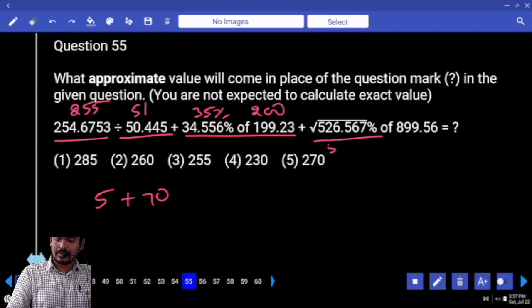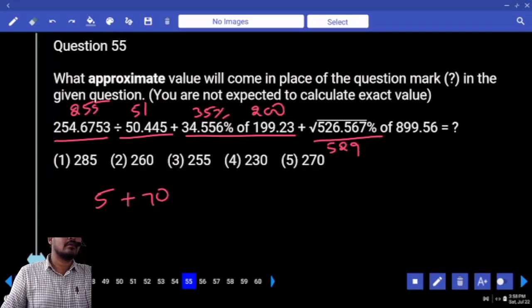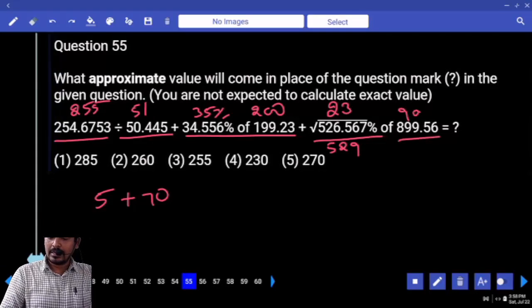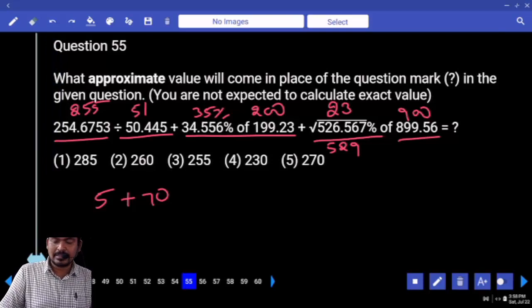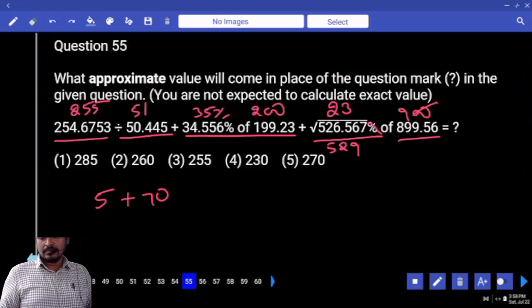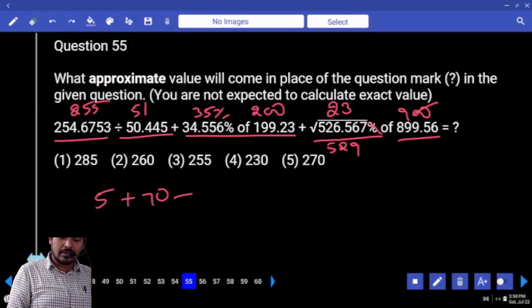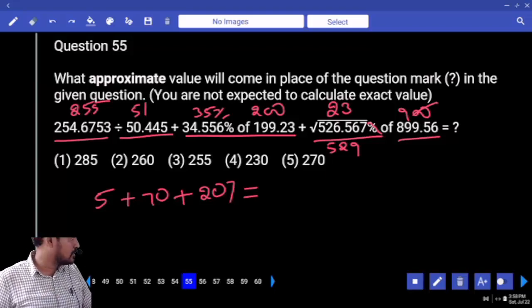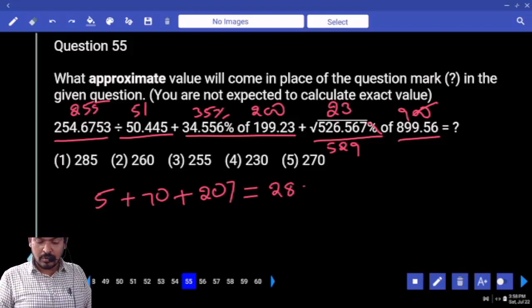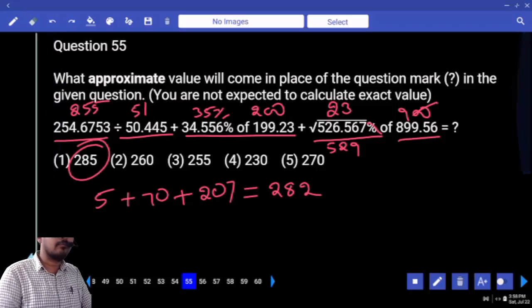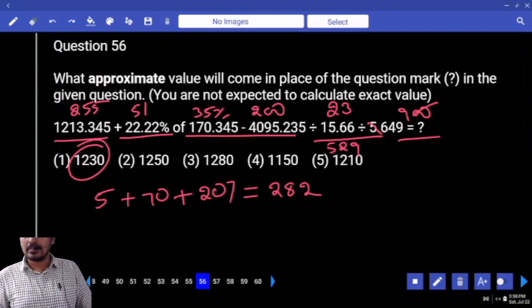526.567. It is considered 529. What is the nearest value? 23. 23% of 900. Percentage, 2 zeros are cancelled. 207. 23 into which one? 9. That will be 207. Total it is 277 plus 5, 282. What is the nearest value? 285. Next question number 56.